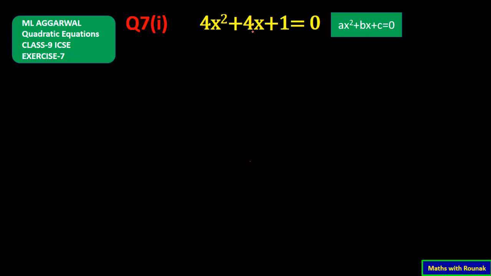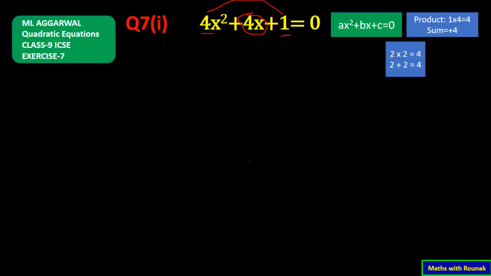Now we have to split this middle term into two such numbers such that their product is 1 into 4, which is constant into the coefficient of x square, and their sum is positive 4, the middle term. Now the two numbers are 2 and 2, or only 2, because 2 plus 2 is equal to 4 and 2 into 2 is also equal to 4. So we have found our two middle terms.